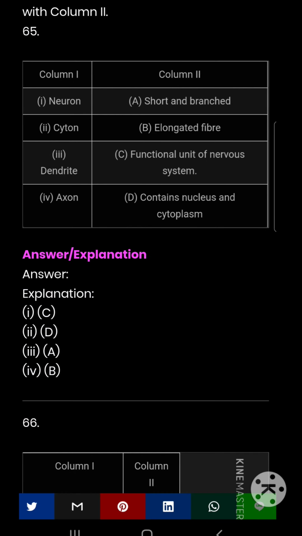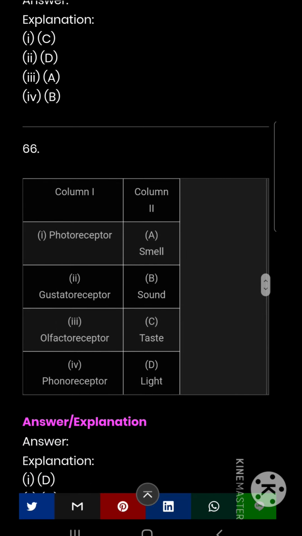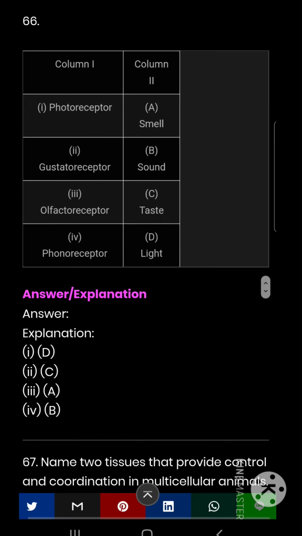Neuron, functional unit of nervous system. Cyton contains nucleus and cytoplasm. Dendrites, short and branched. Axon, it is elongated fibers. Photoreceptors, it is light. Gustatory receptors, it is taste. Olfactory receptors, it is smell. Phonoreceptors, it is nothing but sound.